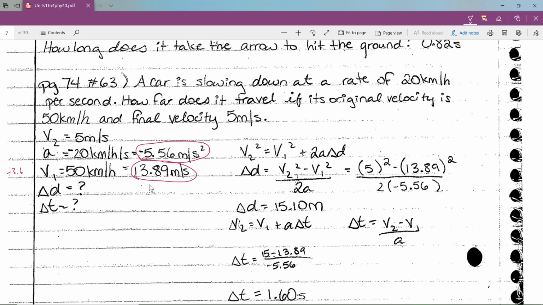So V average would just be 18.89 over 2 if I wanted to do that. But it seems we're getting some practice with these other equations, which is good. Got to have practice with all sorts of things. So delta D is V2 squared minus V1 squared over 2A. So 5 squared minus 13.89 squared over 2 times, where does negative 5.56 come from? Oh, that's right, that's the acceleration. So the car is slowing down to 5 meters per second. It took 15.10 meters.